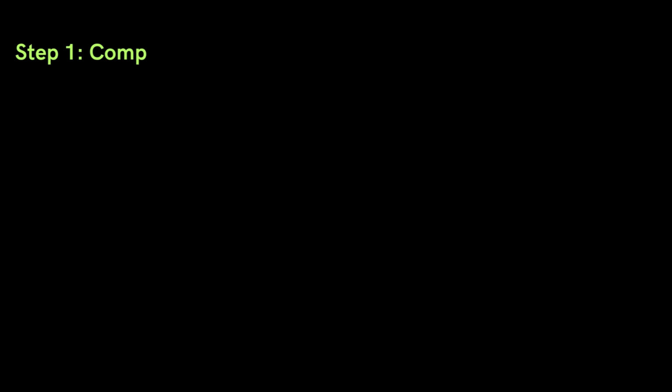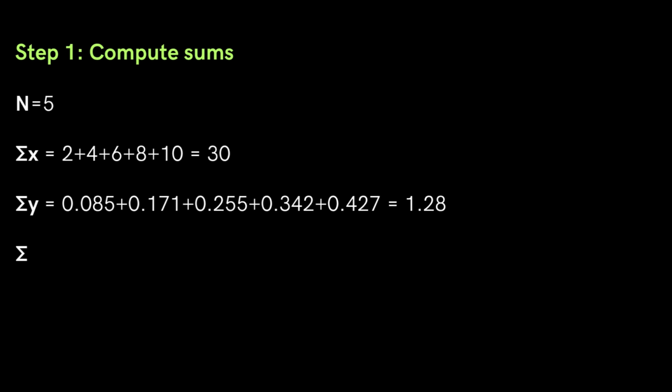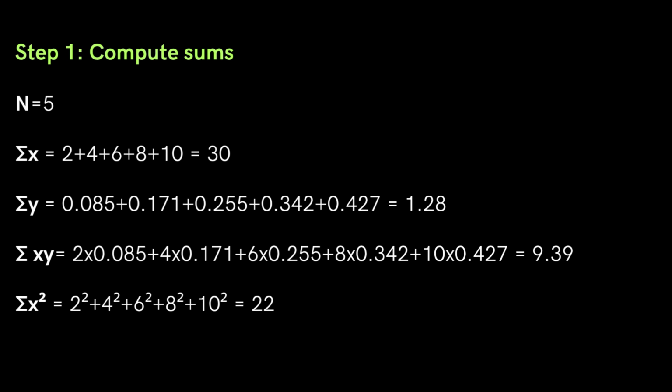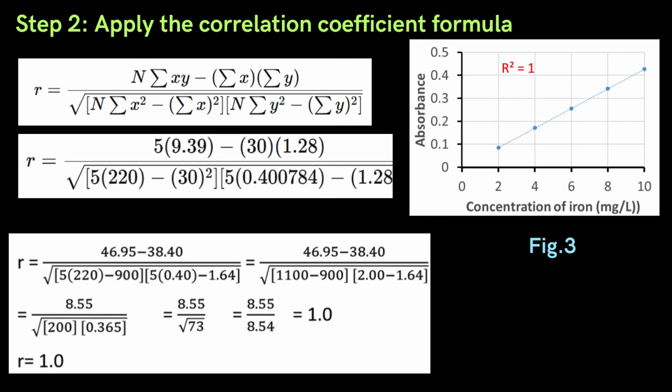First step is, compute the sums of given parameters. Here, number of observations, n is 5, summation of x values will be 30. Summation of y values will be 1.28. Next, each x and y values are multiplied separately and their sum is 9.39, then, each x values are squared and their sum is 220. Finally, each y values are squared and their sum is 0.40078. Second step is, to put the obtained values from previous screen into the correlation coefficient.